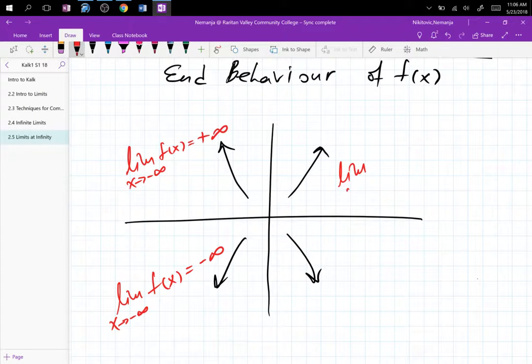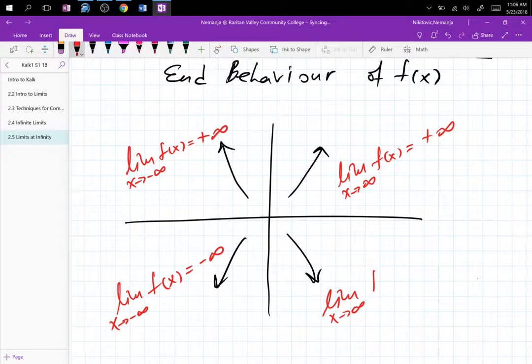Over here I have the limit as x goes to positive infinity of f of x, and the answer is positive infinity because it goes up. And the one on the bottom is the limit as x goes to positive infinity of f of x. That gives us negative infinity as the answer because it goes downwards.